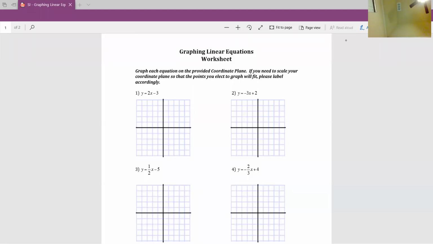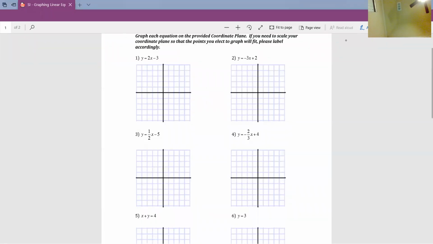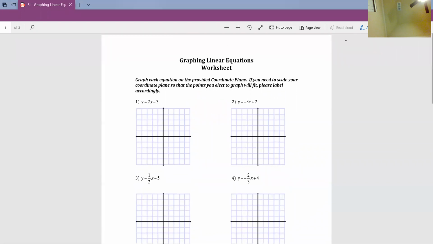Hey guys, so this is the first worksheet for my session on Thursday, and we are simply just going to graph equations. So this is y equals mx plus b. So that's what it will give you here. Now your m is your slope and your b is your y-intercept.